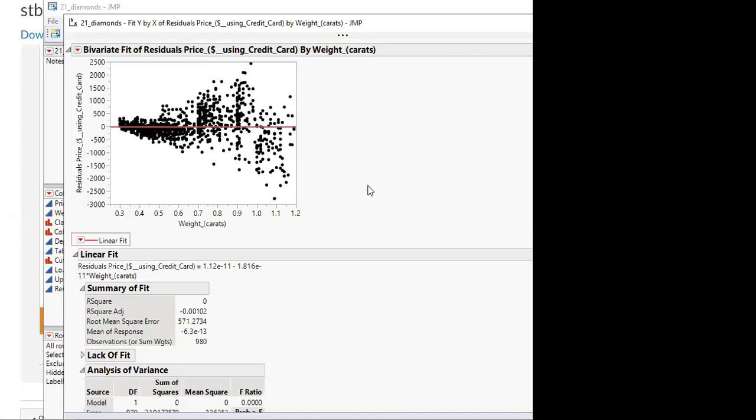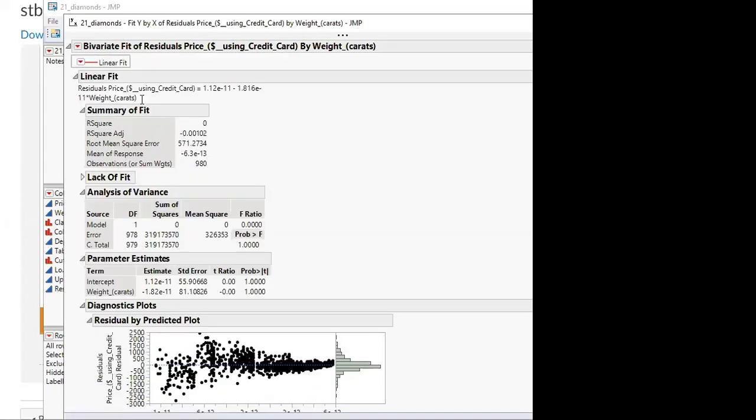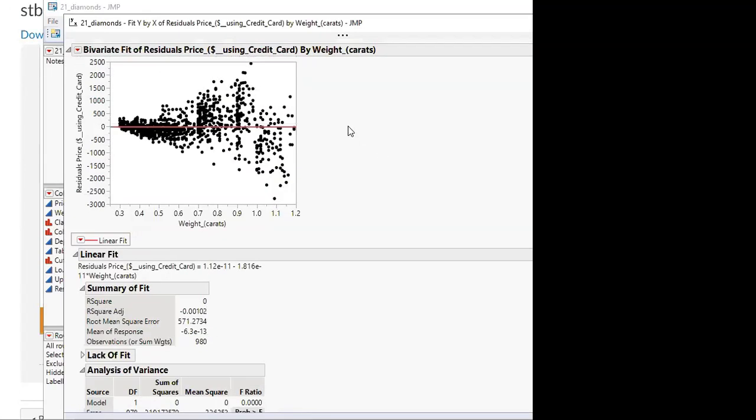So none of those assumptions have been met. As a result, this model that we created is not really a reliable model. We need to work on this model to make it more reliable. Normally, by removing some outliers, you can make the model more reliable.